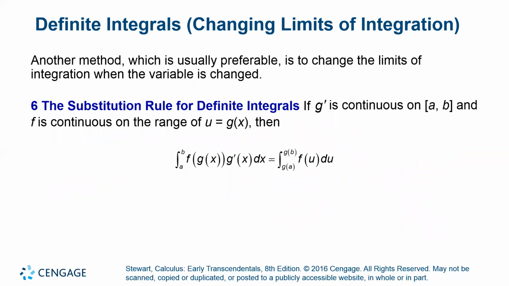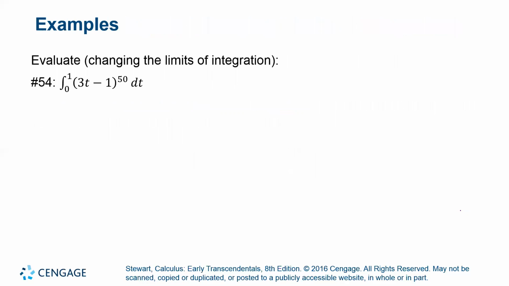So this says that if g prime is a continuous function on that interval and f is continuous on the same range, then this is given by the integral from g of a to g of b. See that the limits of integration change from a and b to g of a to g of b in terms of u. Okay, so I'll do the same problem, but I'll change the limits of integration.